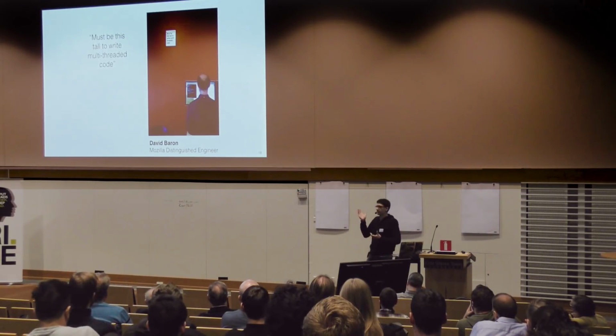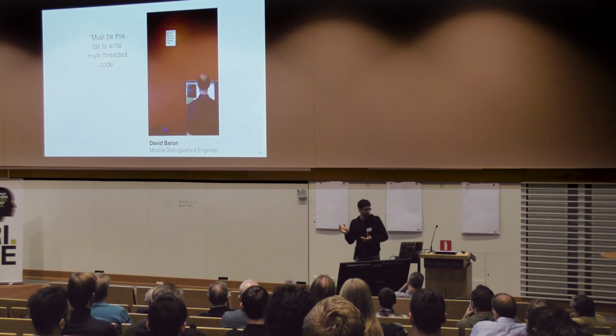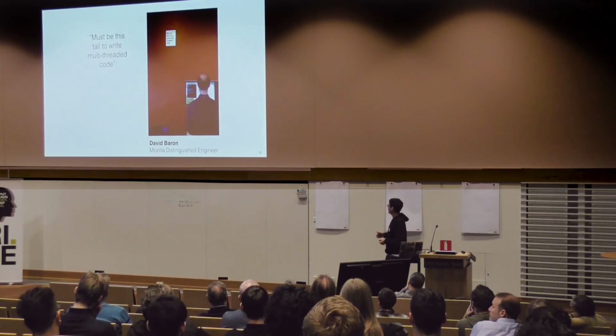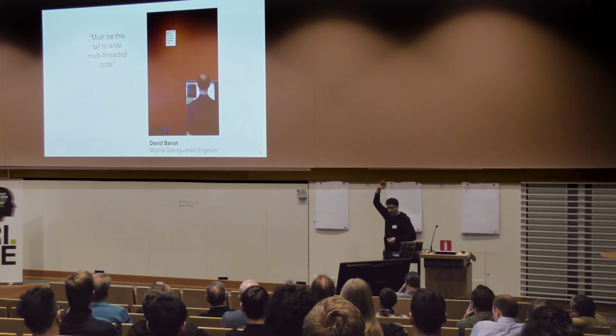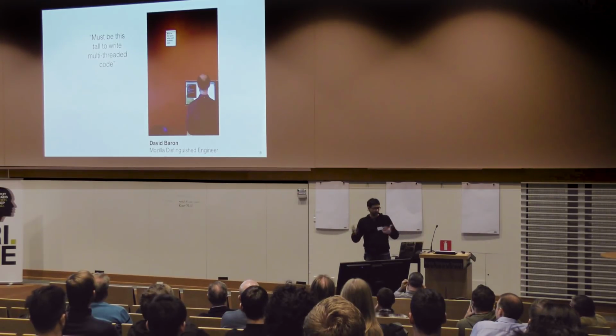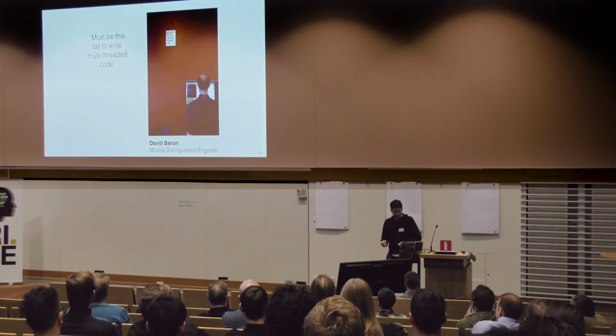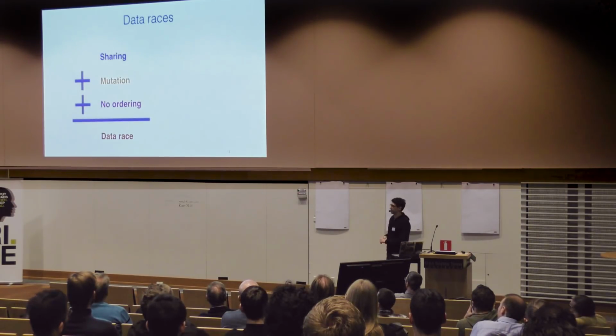I mean, we have a lot of bad experience, as this sign shows. This is a Mozilla distinguished engineer, very smart fellow. He has this sign in his office, right? It says you have to be this tall, taller than anybody else, to handle multi-threaded code. And that was kind of what we assumed also. But if you look more closely, you see that there is a way to prevent data races, actually, right?